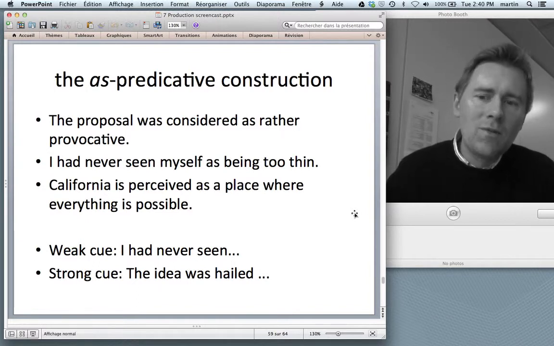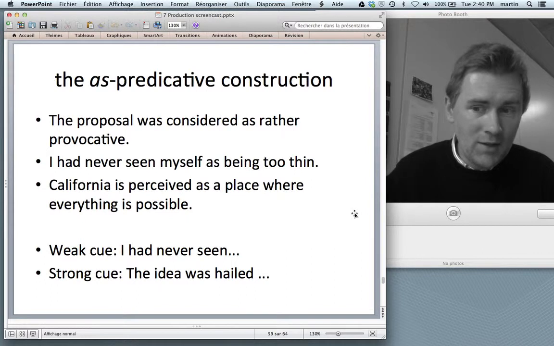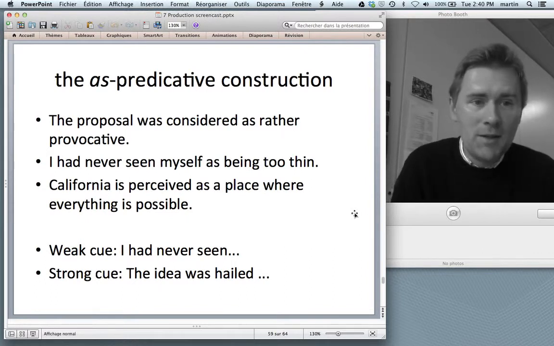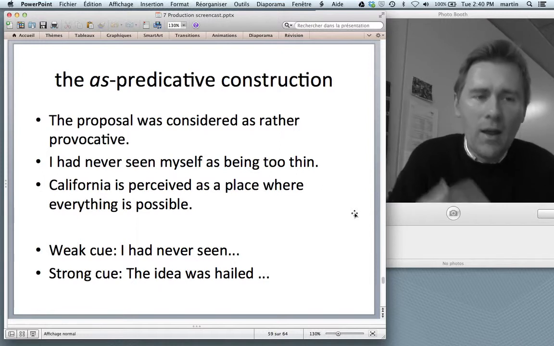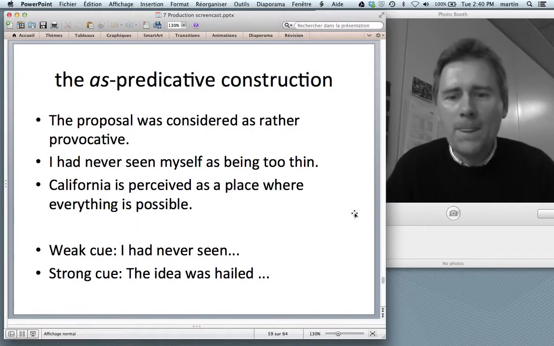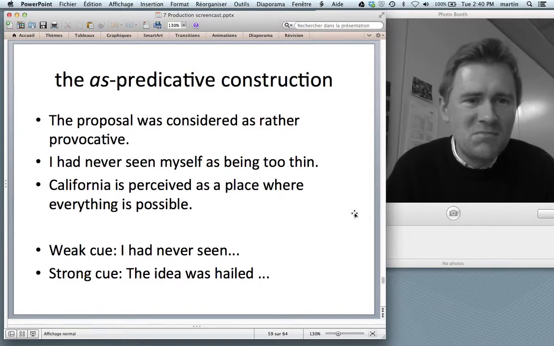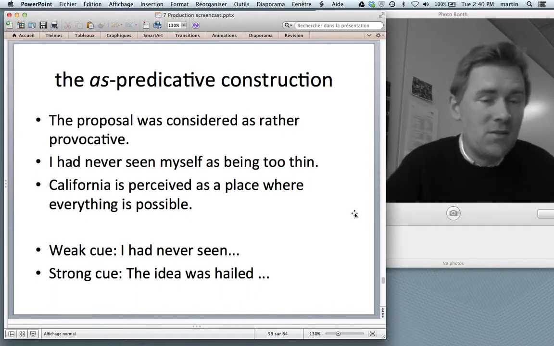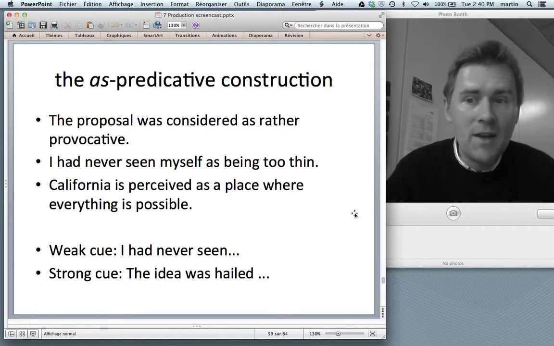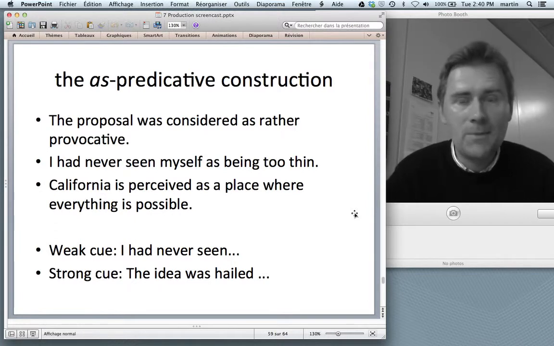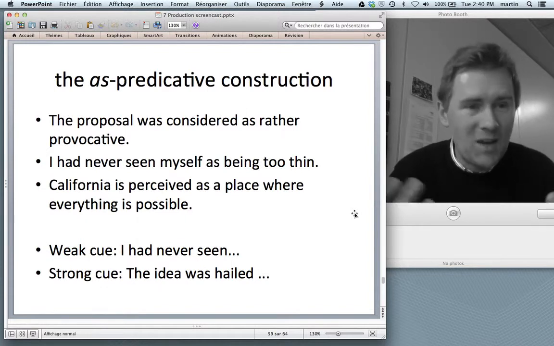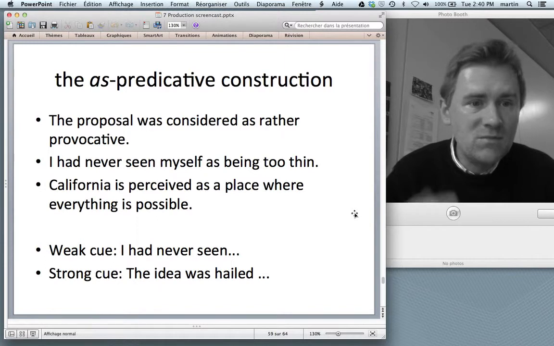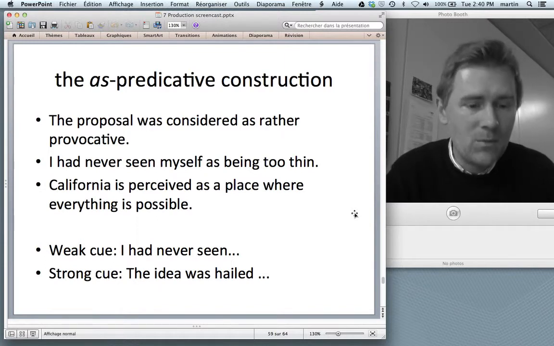There are very strong cues for the as predicative. So if I begin a sentence saying that the idea was hailed, you kind of know, okay, as the next big thing. I have never seen, that doesn't really cue you into myself as being too thin. So there are strong cues for the as predicative, weak cues to the as predicative. And what Stefan Gries and his colleagues were interested in was, okay, which ones cue the as predicative most strongly.